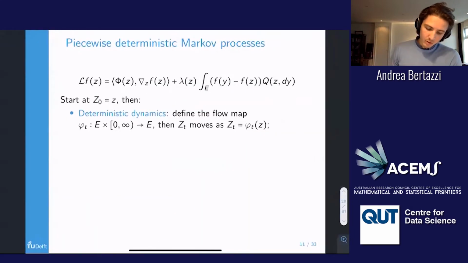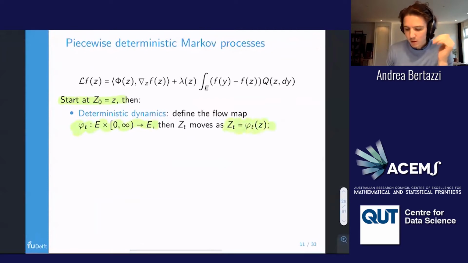Okay, but then more details. Let's say we start the process at Z0 equals Z. Then what should we do? So we have seen for zigzag what we wanted to do. Basically, we want to first be able to simulate the deterministic dynamics. In this case, we can define a flow map that just solves the ODE in the previous slide. The important thing is just that this will give us very easy equations, basically.